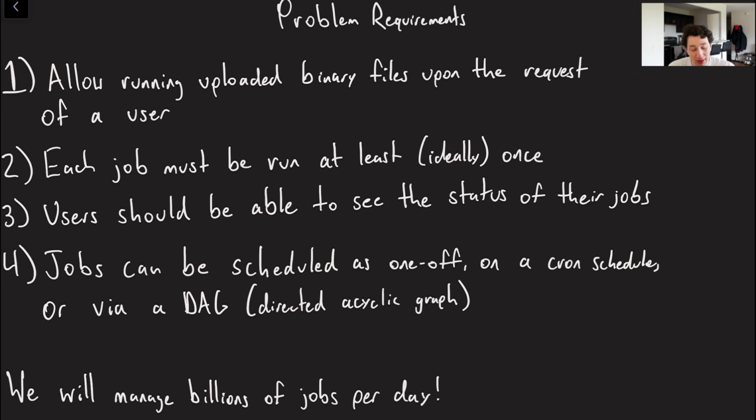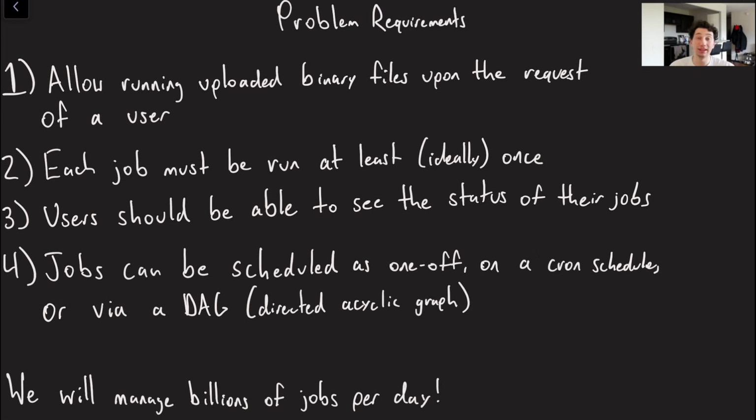Cool. So let's talk about some quick problem requirements to formalize this thing. The first is that we want to be able to run uploaded binaries upon a user request, right? So the binaries will probably go in an object store like S3. I'm now realizing that I didn't draw this in my final diagram, but I'm going to say it explicitly now so that everyone remembers. The binaries go in S3, you access them from S3 on some sort of executor, and then you run them there.